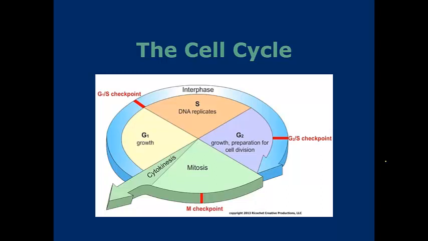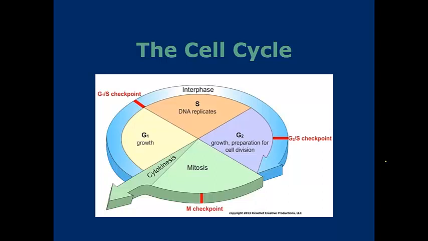The next stage is the S phase, or the synthesis of DNA. During this stage, the cell replicates its genetic material so that each daughter cell will have identical copies. After replication, each chromosome consists of 2 identical chromatids, which are bound together at the centromere.